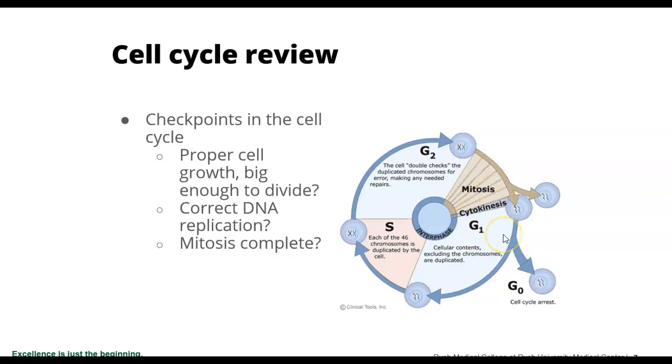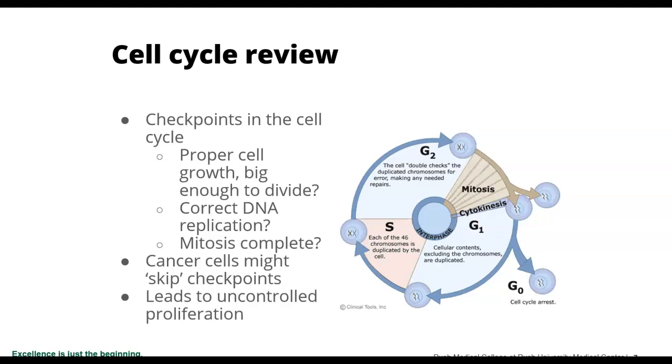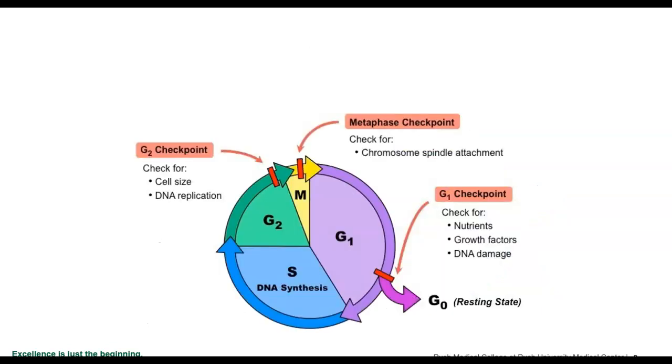If G1 recognizes there's a little bit too much damage in this DNA, it moves it to G2, where it just does its work, but it never divides again. The problem with cancer is it likes to skip checkpoints. So there's checkpoints that prevent the cell from going from one stage to the other.